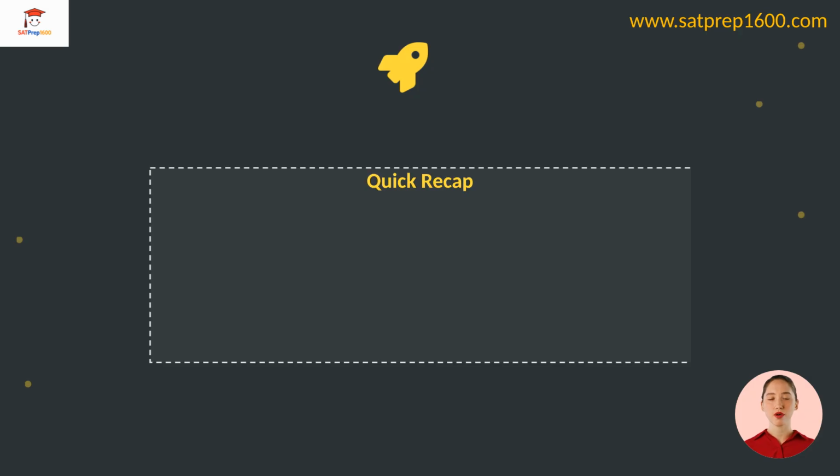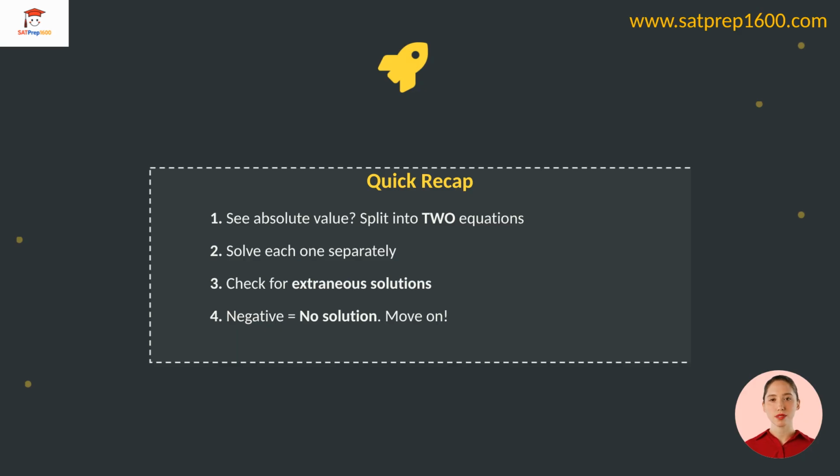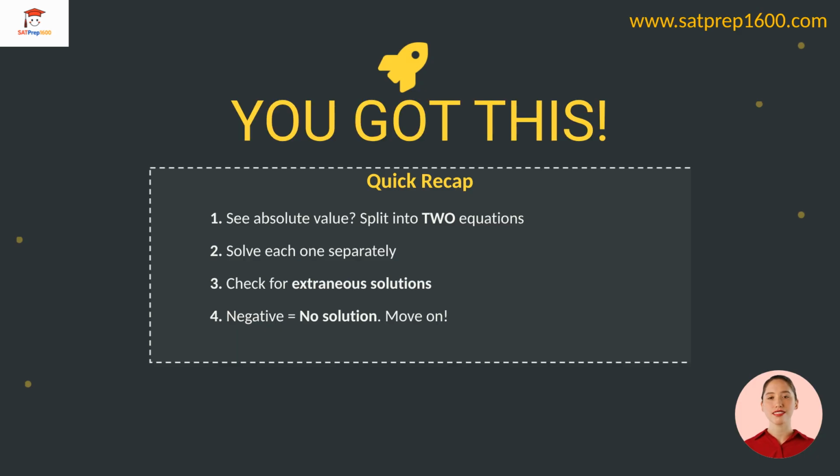Let's recap the whole strategy in 4 quick steps. 1. When you see absolute value, split into 2 equations. 2. Solve each equation separately. 3. Check for extraneous solutions by plugging back in. 4. If the absolute value equals a negative, there's no solution. Mark it and move on. That's it. You now have everything you need to handle absolute value equations on the SAT.